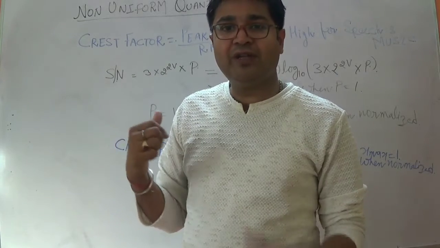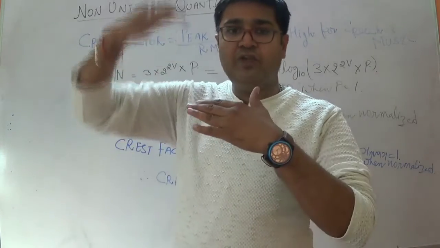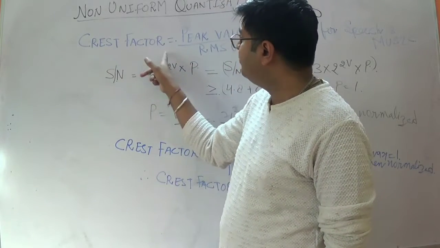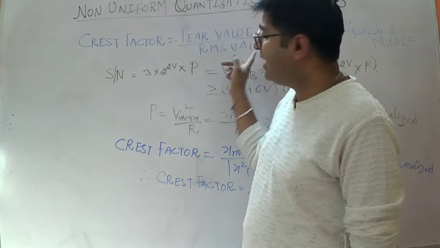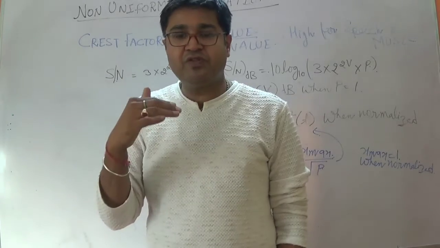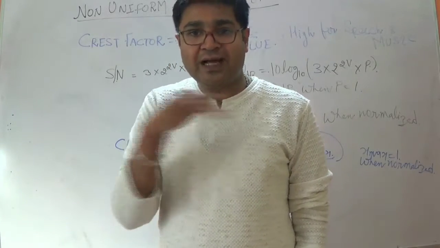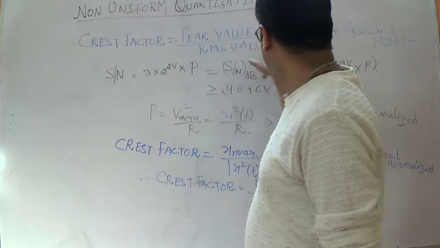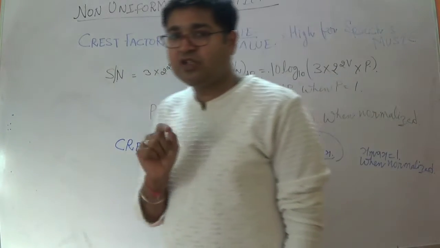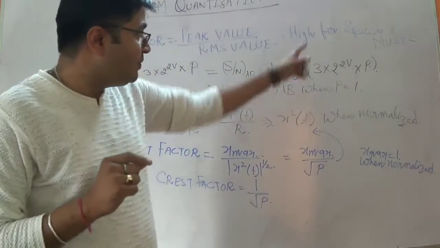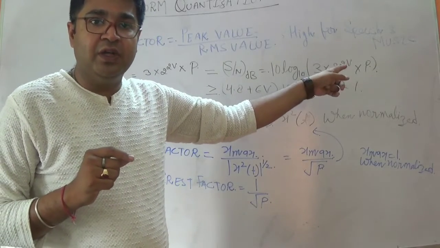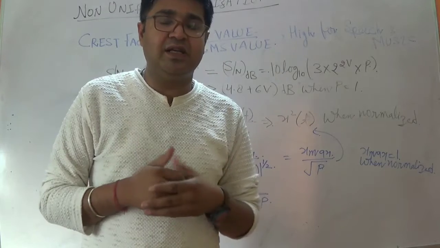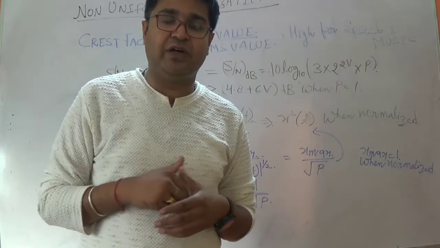Now, whenever we are talking about crest factors, there will always be higher values and lower values. The crest factor is the peak value divided by the RMS value of the signal. It shows how much the signal varies from the RMS value. So, this is called the crest factor. This crest factor is always high for speech signals and music signals. For music and speech, it is always on the higher side. For other signals, it may vary and can be on the lower side.